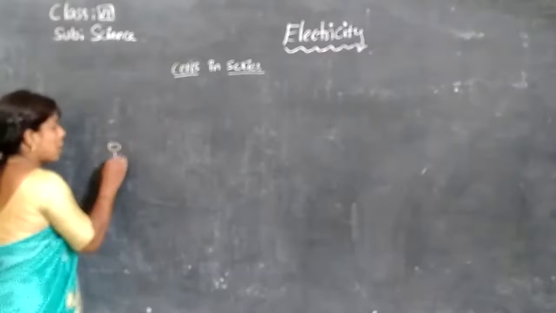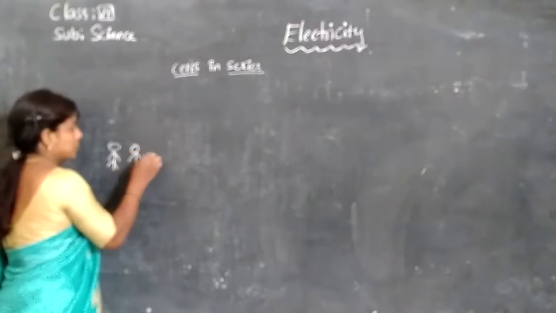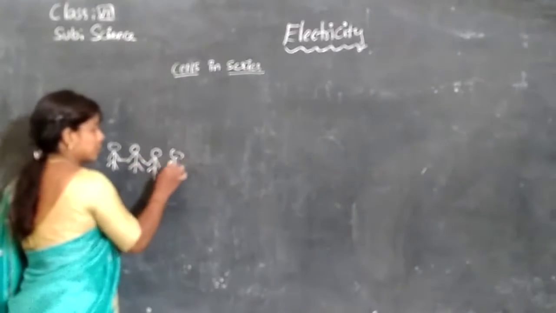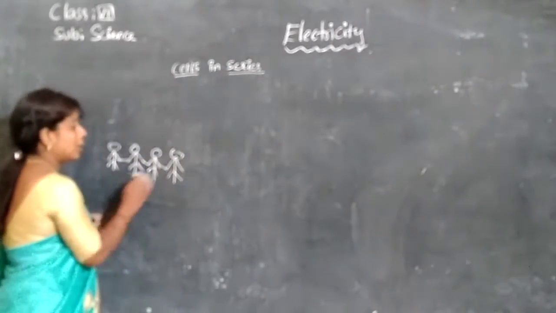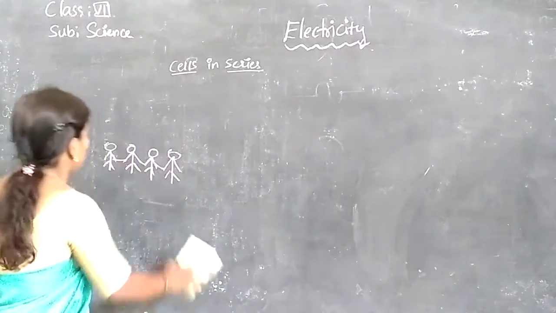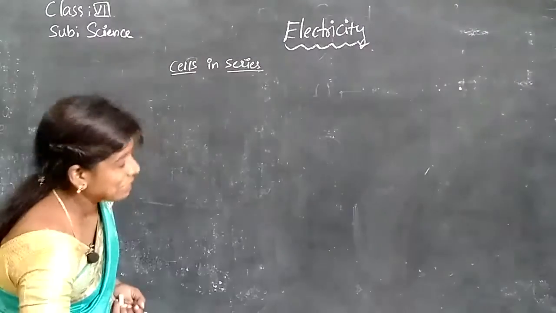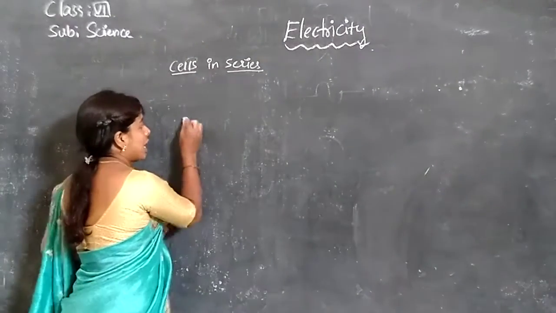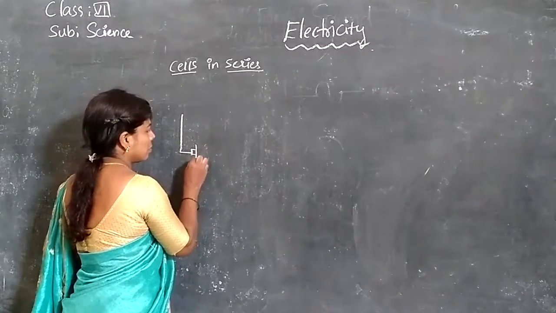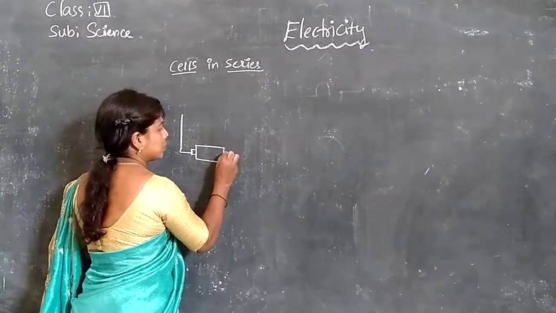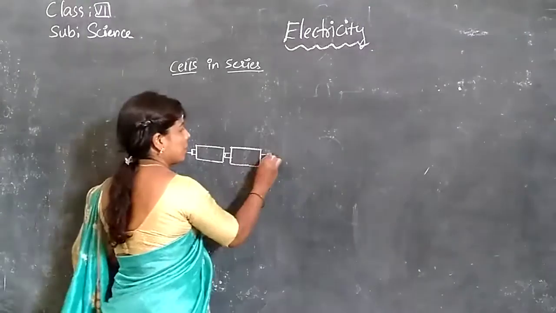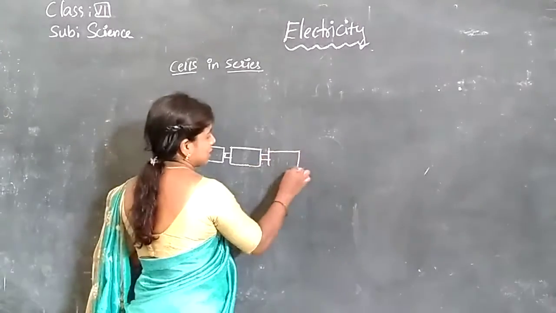See, for example, like this you are catching one to other in series. So now we are saying about the series connection. Cells we are taking this one. See this one. Cells I am connecting in a series.